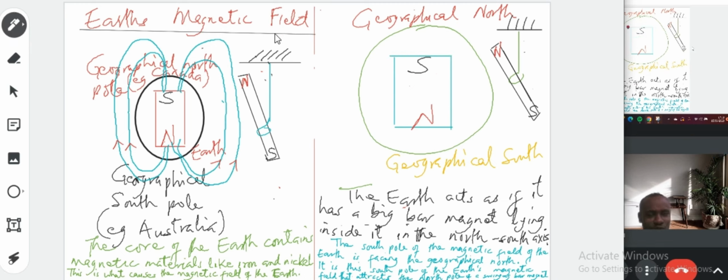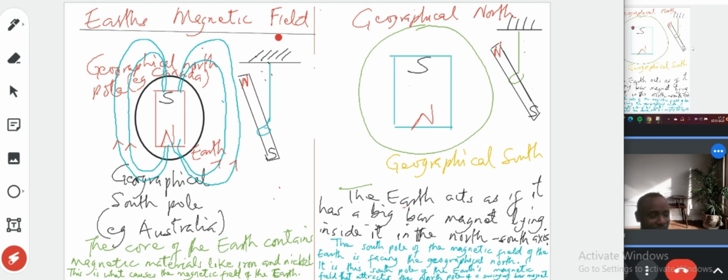So, do you know why the north pole of this magnet is pointing in this direction? Because the north pole is attracted to the south pole. Interesting, because opposite poles attract. So, the north pole of this bar magnet is attracted to the south pole of the Earth's magnetic field.